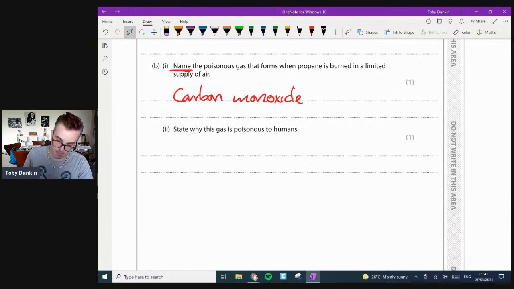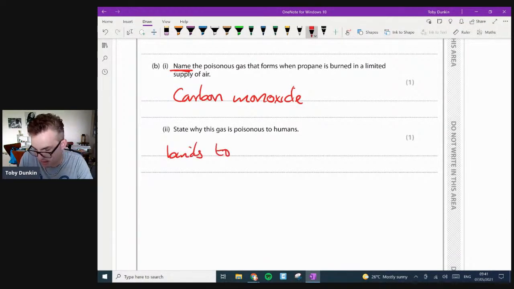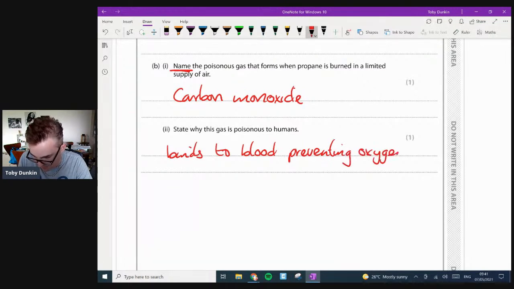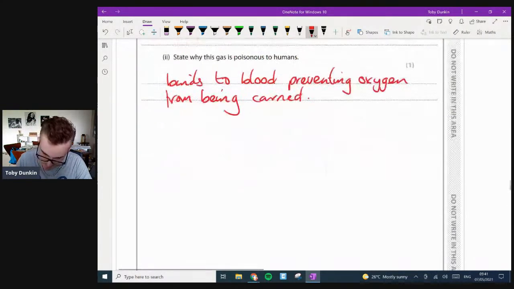State why this gas is poisonous to humans. It binds to blood, preventing oxygen from being carried. Such a biology question, and it comes up over and over again in GCSE chemistry exams. So weird. Preventing oxygen from being carried. Done. 1 mark.